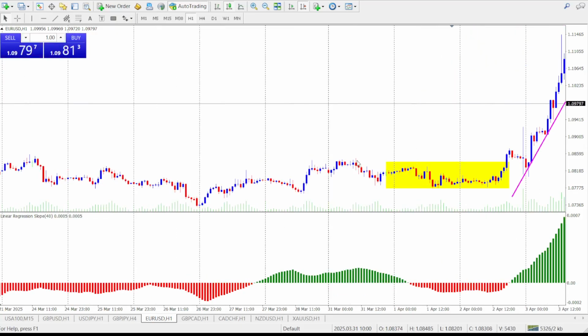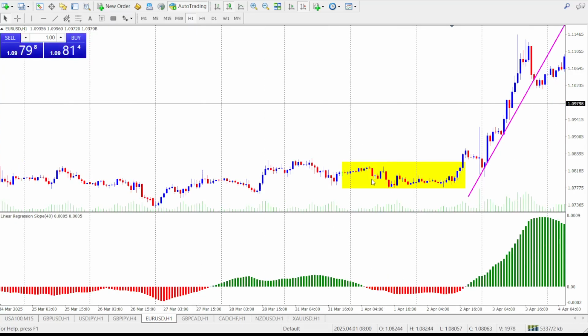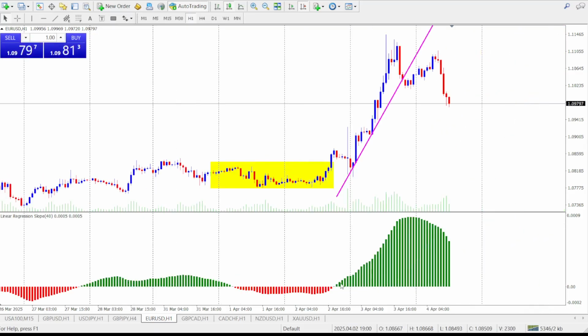Now let us break down how to use this indicator to make better trading decisions. For your buy signal, when the indicator crosses above the zero line and the green bars start to appear, this is a buy signal. The green bars elongating indicates that the bullish momentum is increasing and it is time to enter a long position. The longer the bars, the stronger the momentum, giving you more confidence to ride the uptrend.